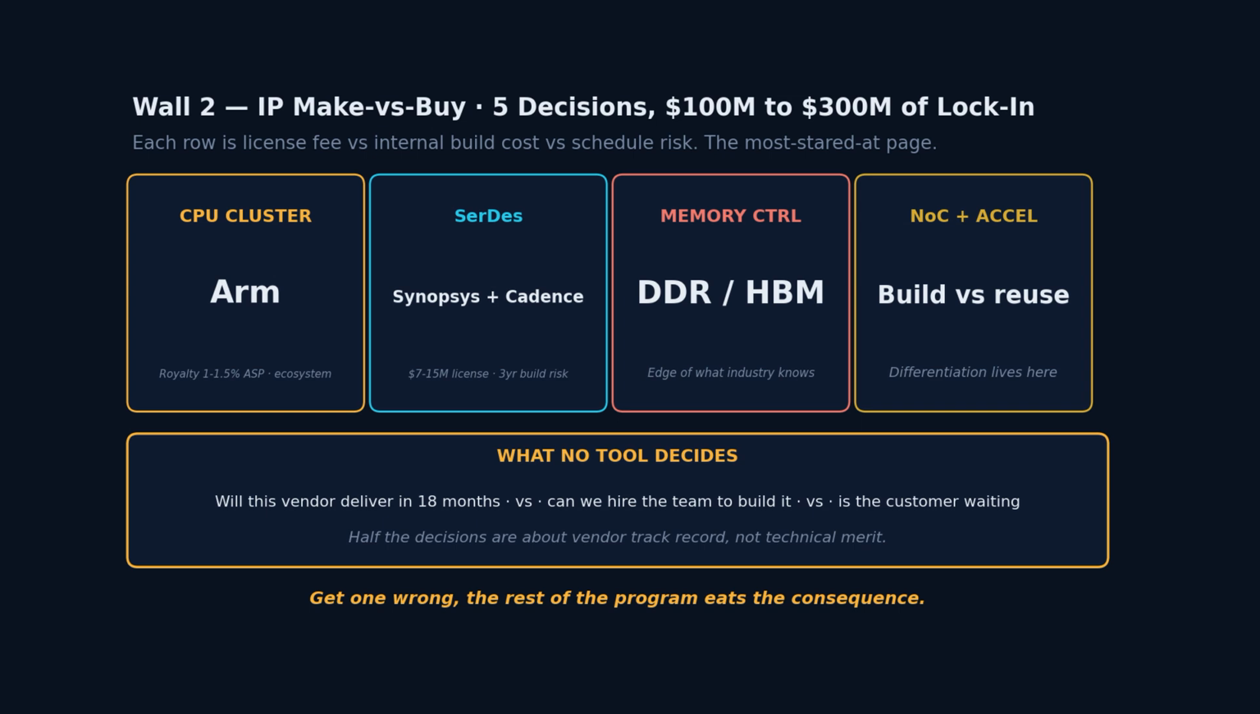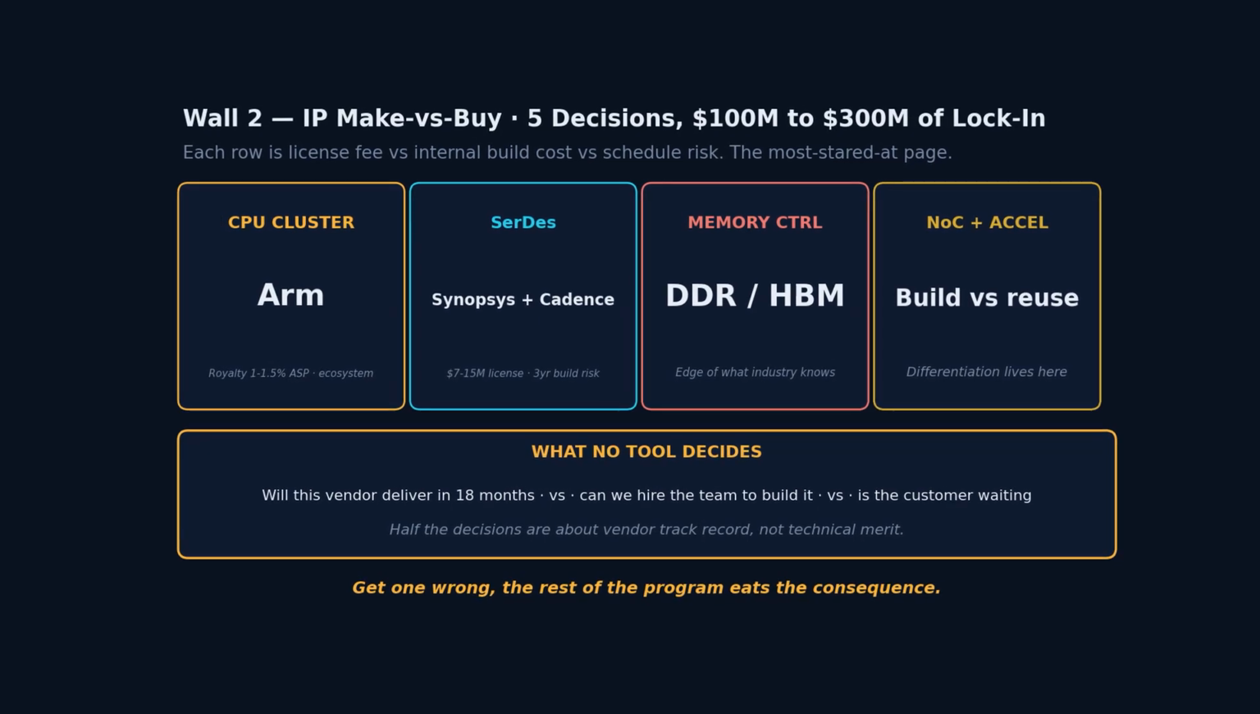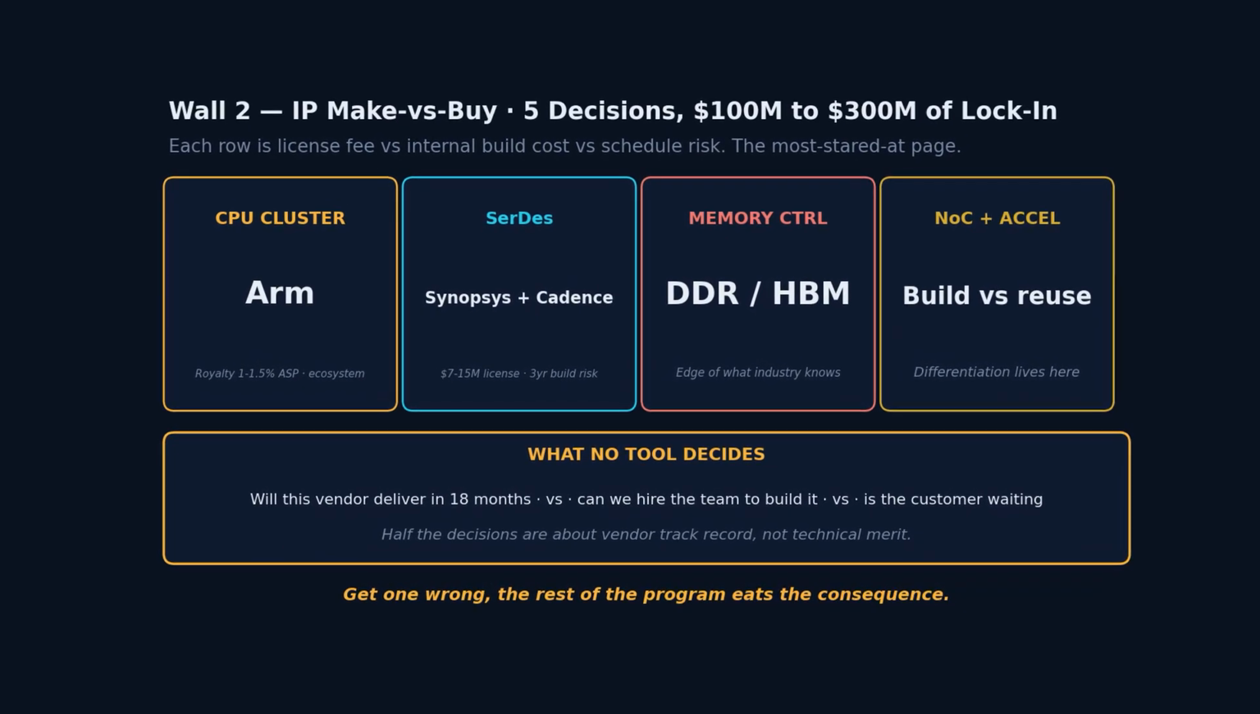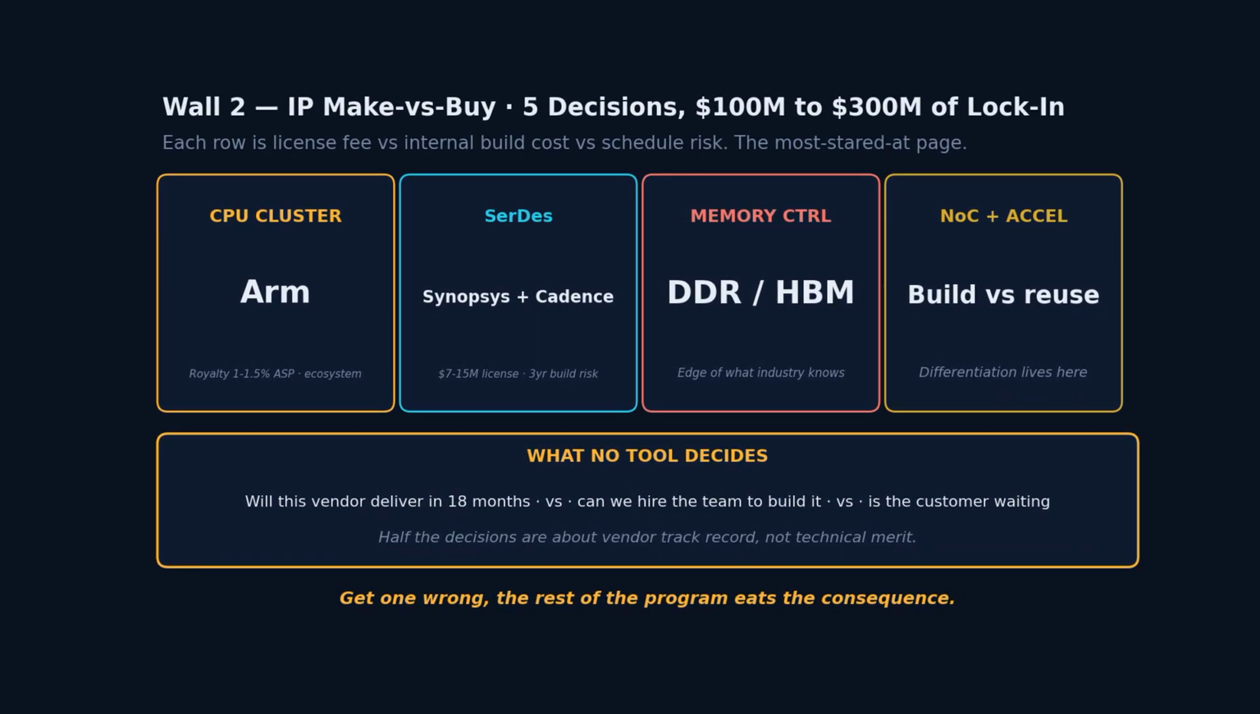Take the SerDes. License from Synopsys or Cadence. Pay $7 to $15 million in license fees per process node, plus per chip royalty, or build internally. SerDes is some of the hardest analog design in the industry. Building it in-house means hiring 5 to 10 mixed signal engineers and giving them 3 years. Most architects choose to license.